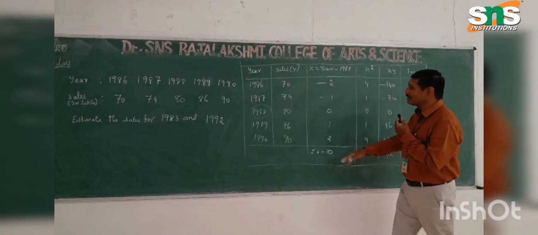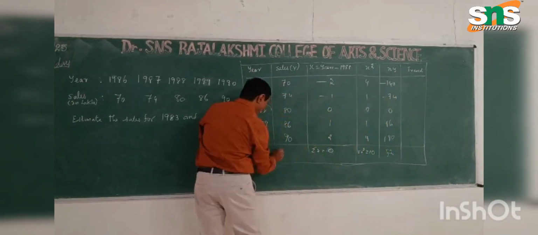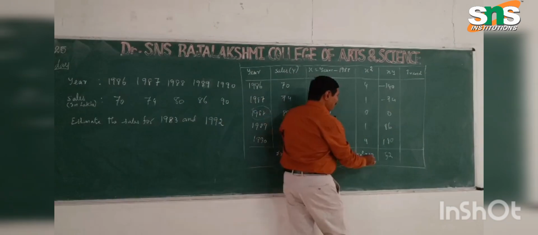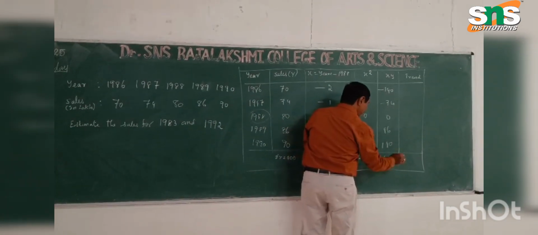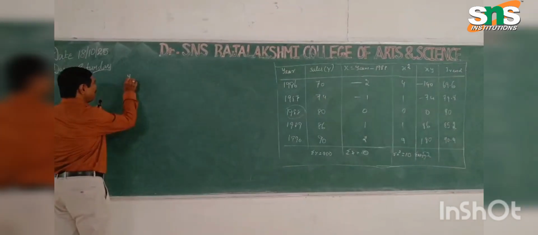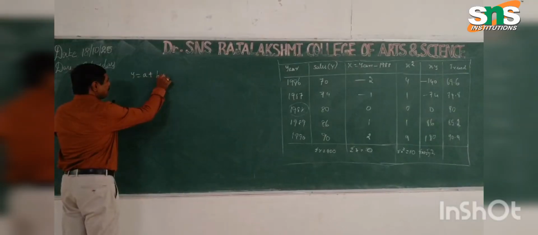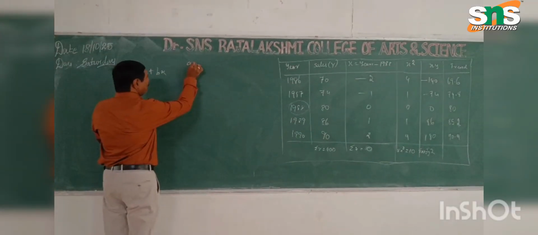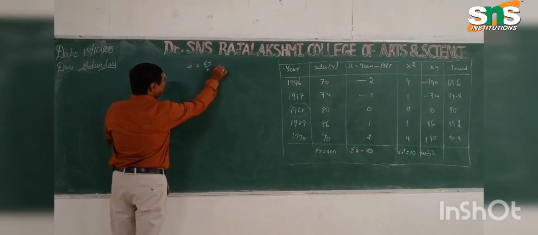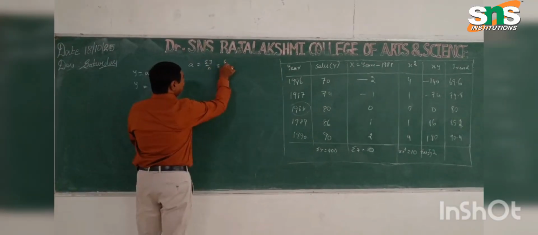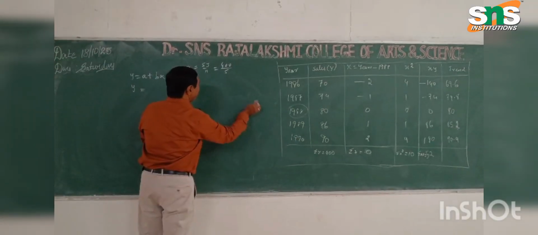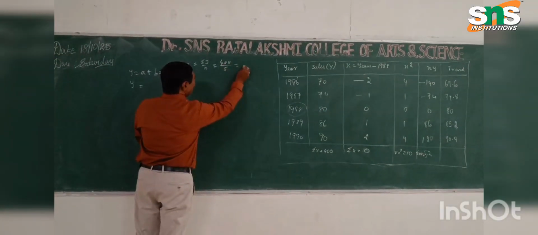Before that, we need the sum y. The sum of all the y values is 400, and the sum of xy is 52. The equation is y is equal to a plus bx. So what is a? a is calculated from sum y by n. Sum of y is 400 and n is the number of data, there are 5 data: 1, 2, 3, 4, 5. It is equal to 80.